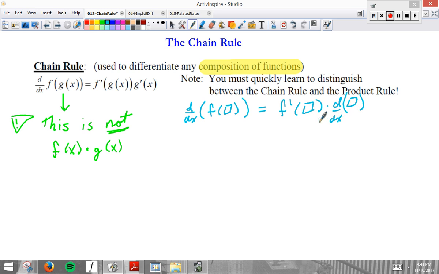You have to unwrap your package before you go inside. Some people call it the package rule for that reason. Please be very, very careful. This is not the product rule. So many students get lost there.